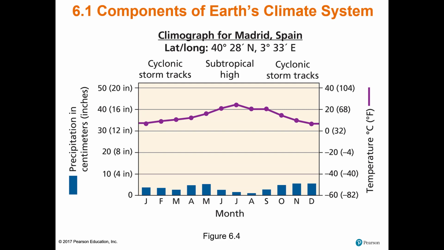So this is an example of a climograph for Madrid, Spain. It's showing you the latitude and longitude of this location, which is 40 degrees and 28 minutes north, 3 degrees and 33 minutes east. And the labels on here are showing you the times of the year when there are cyclonic storm tracks, and then the subtropical high occurs during June, July, and August.